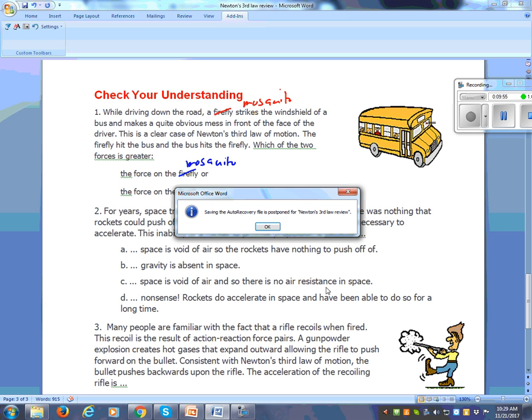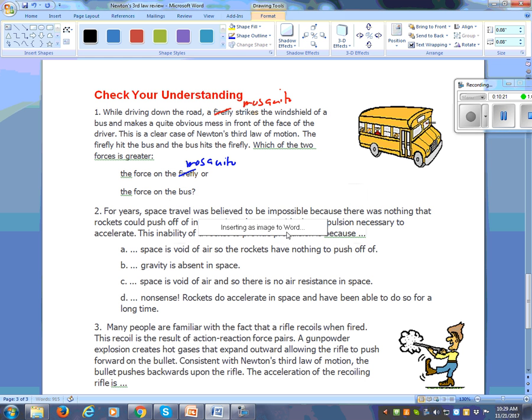Sarah, go tell us what the right answer is. Why is it the same? Because Newton says that the action-reaction force is, what did I say three times? Equal. I said it three times. I even underlined it every time. Equal forces. Neither of those is correct.